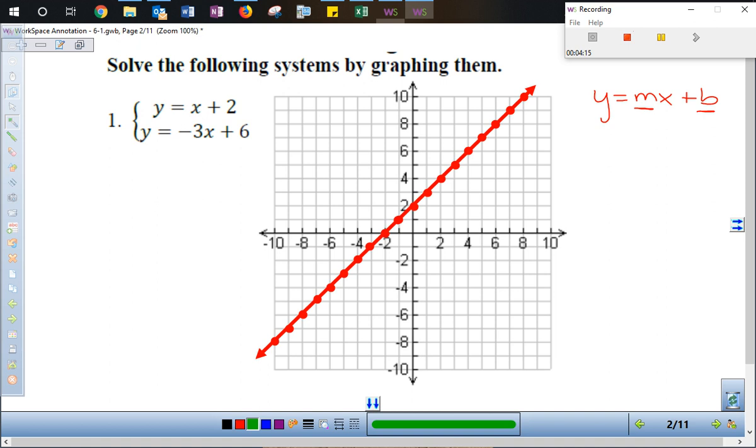Now, on the exact same coordinate grid, you're going to graph the second line. So if I were to graph y equals negative 3x plus 6, the y-intercept is 6, so I'm going to come up here on the y-axis and start at 6, and my slope is negative 3. Now if it's a slope of negative 3, that's a negative 3 over positive 1, so that means I'm going to go down 3 to the right 1. So from this point, I'm going to go down 3 to the right 1.